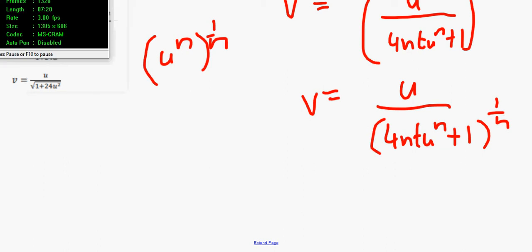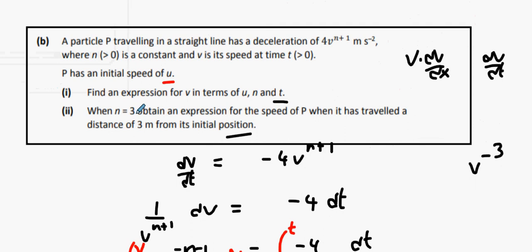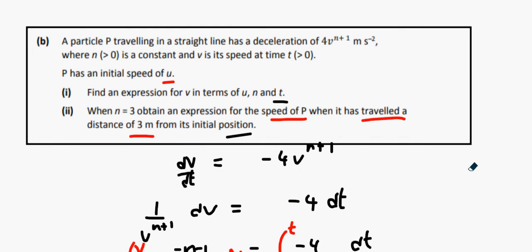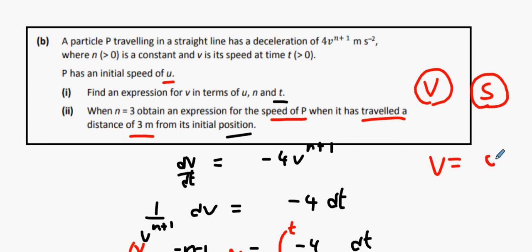Alright, next one. When n equals 3, obtain an expression for the speed of p when it has travelled a distance of 3. There's a hint there, isn't there? Velocity in terms of velocity and distance. Phi equals ds dt, because that's handy, and we already have a value for phi, don't we?